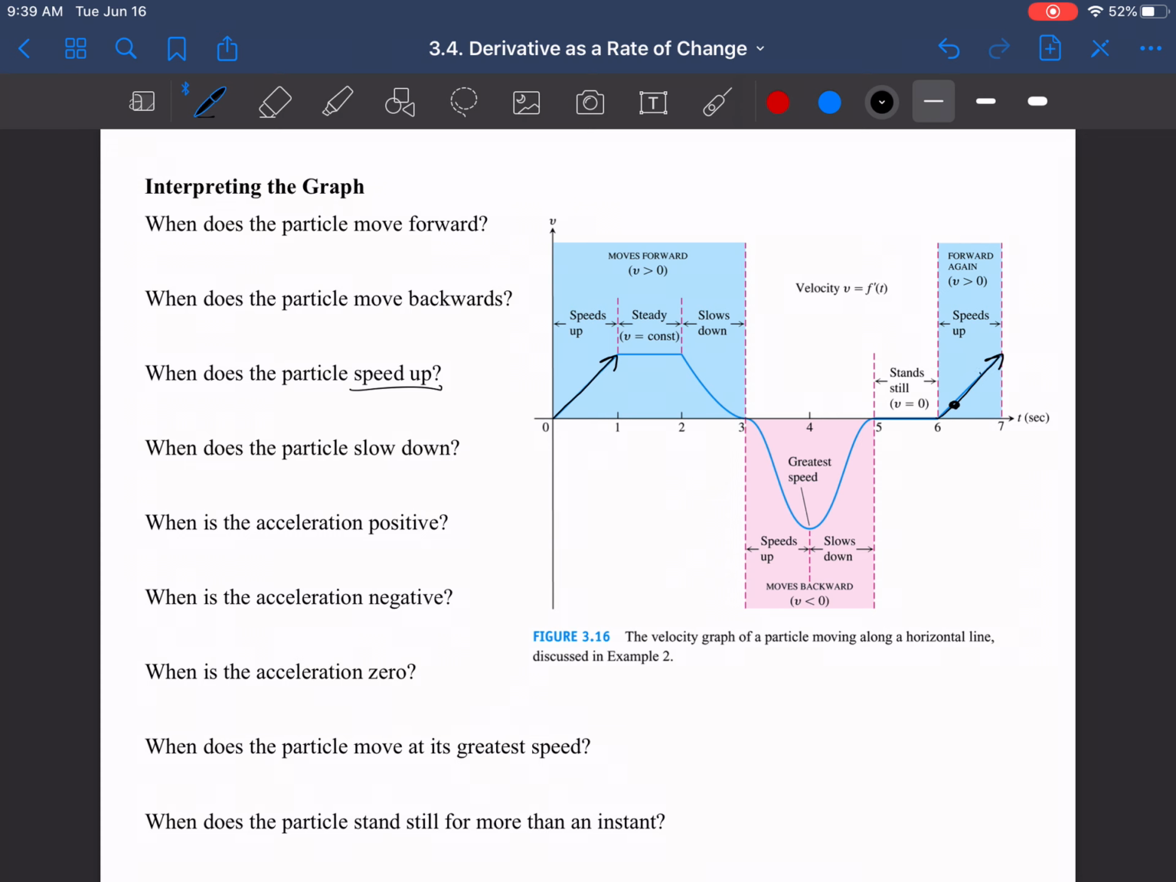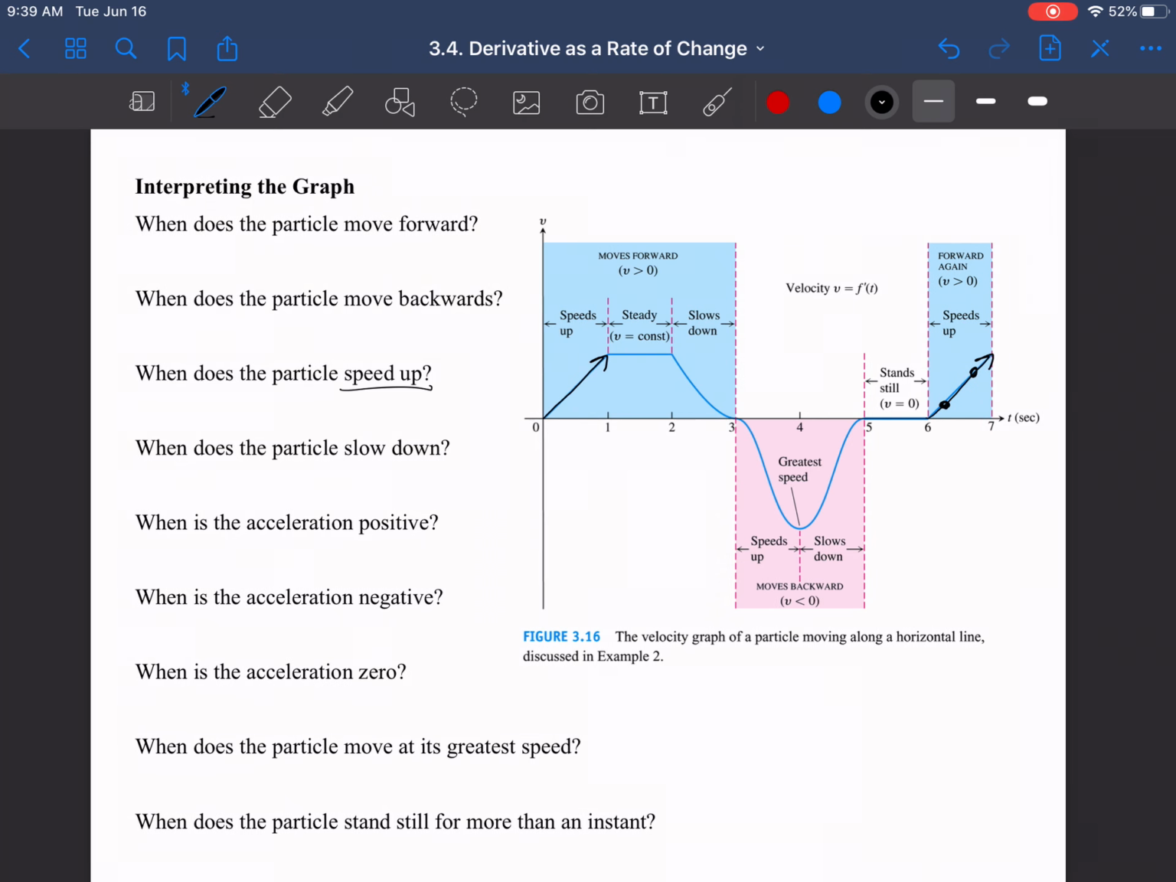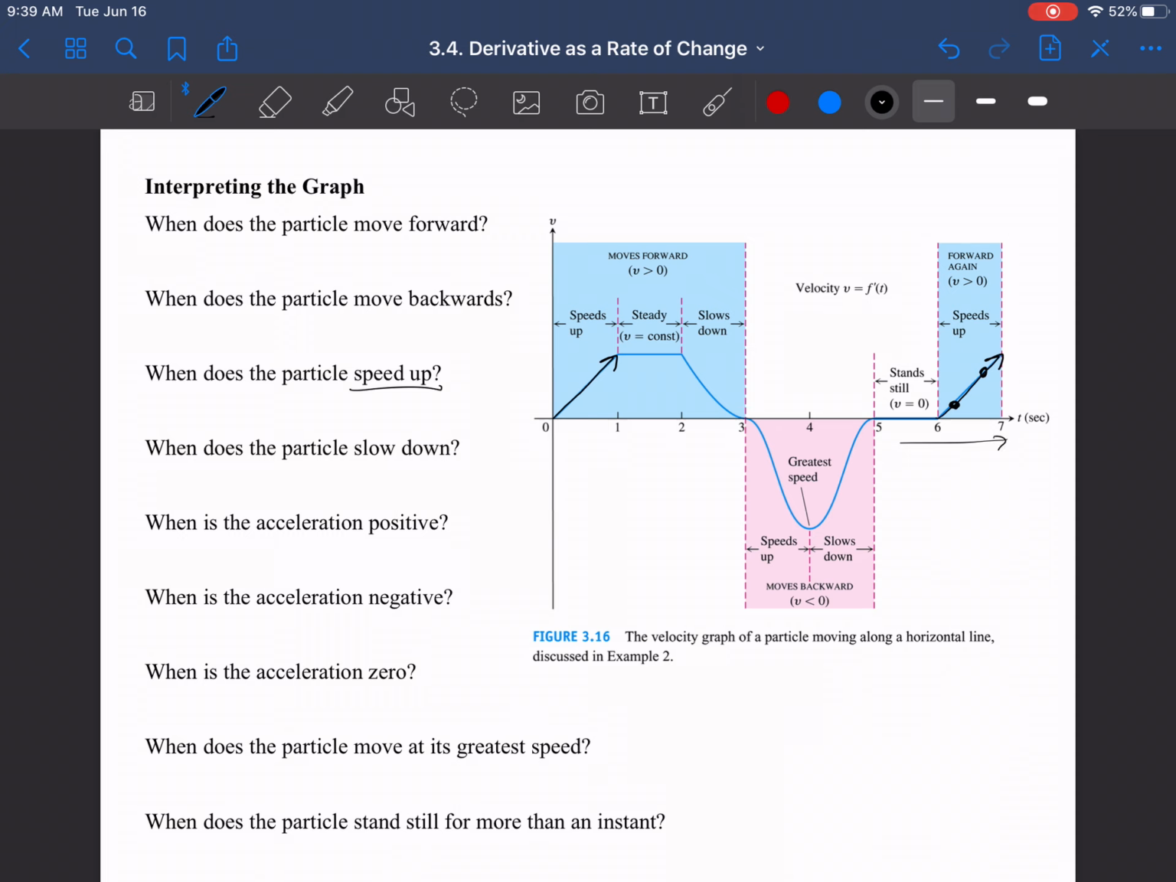The velocity here is less than the velocity here. So as time moves in this direction, we were here at this speed, and now we're over here at this speed. So we have increased in speed. When does it slow down? Well, here we have a faster speed than here. As we move forward in time, we're going down in speed, so that's slowing down. Anytime like that. So take a look through these and see if you can figure these out. Especially pay attention here to the speeds up and slows down.